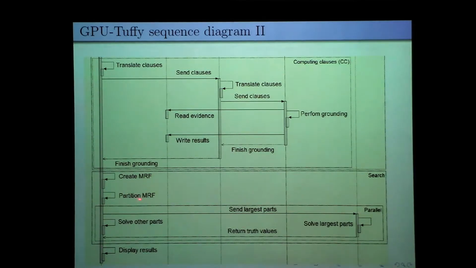We create and partition the Markov random field, and then we solve. Toffee is in charge of solving the smaller parts on the CPU, and at the same time, the larger parts of the Markov random field are solved by the GPU. And finally, we have our most likely world and display the results.